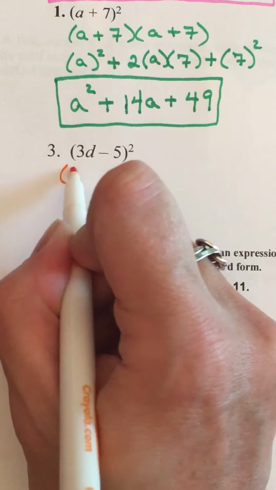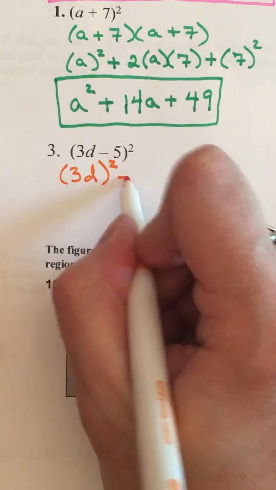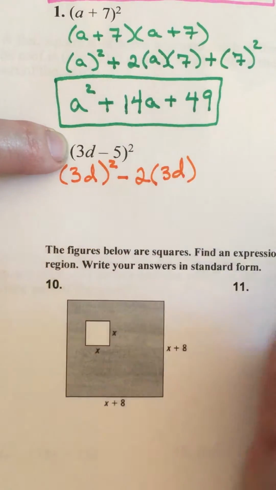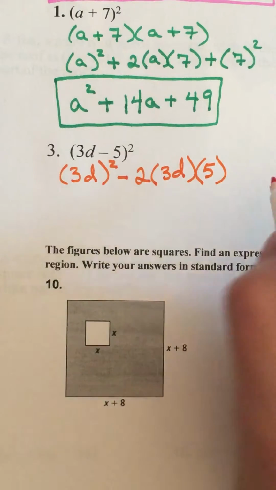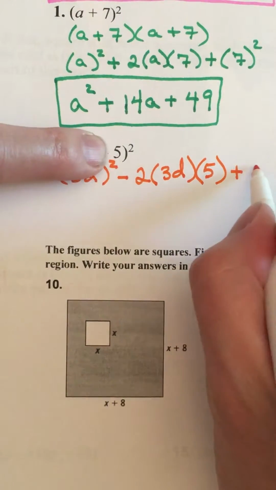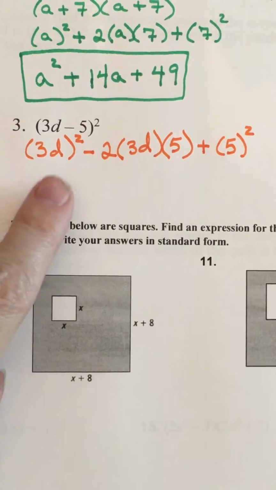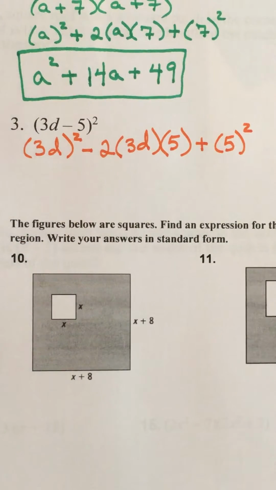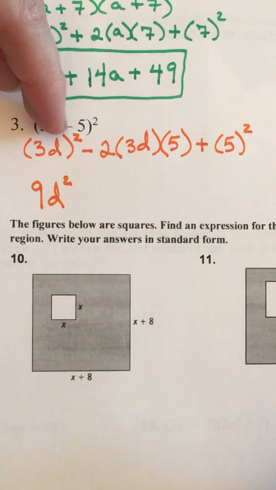So using my parentheses, I have 3d in parentheses squared minus 2 times parentheses 3d, that's my first term, times my second term in parentheses, plus my second term of 5 squared. If we had not used the parentheses, I'd guarantee you'd forget to square the 3. It's just what happens. Those parentheses remind you that 3 is turning into a 9d squared because the 3 was squared and the d was squared.